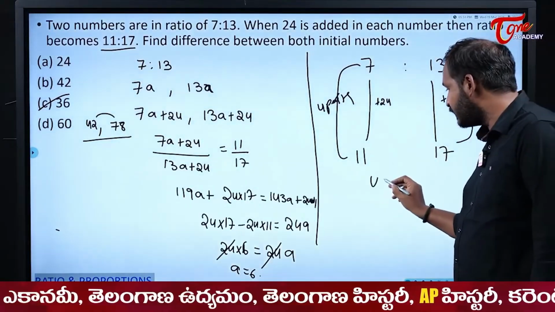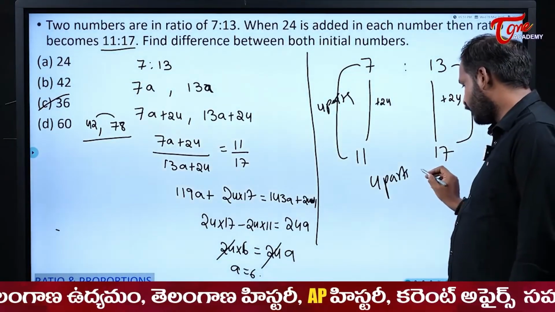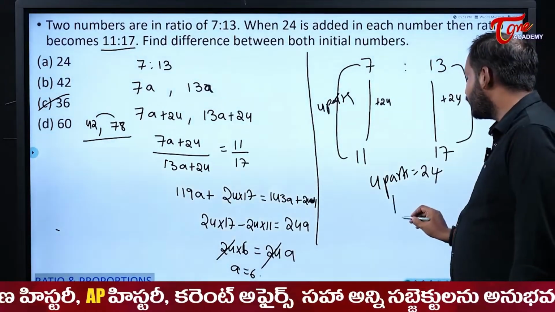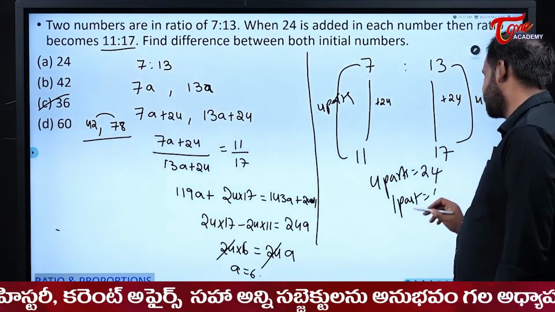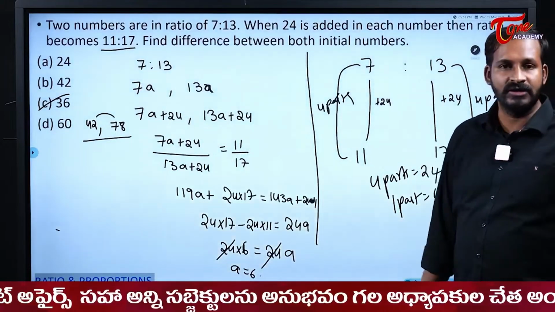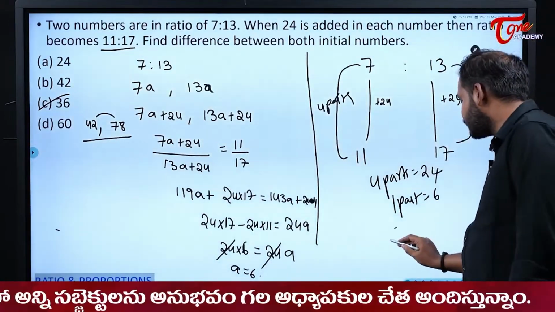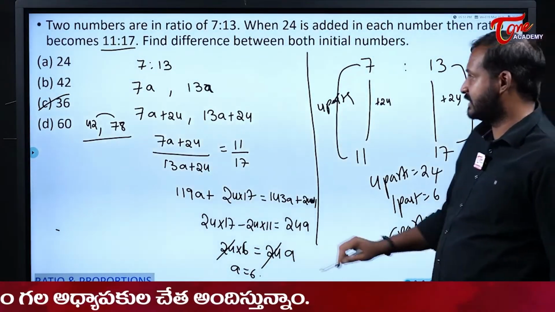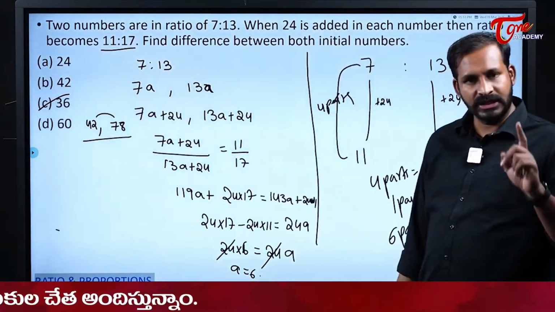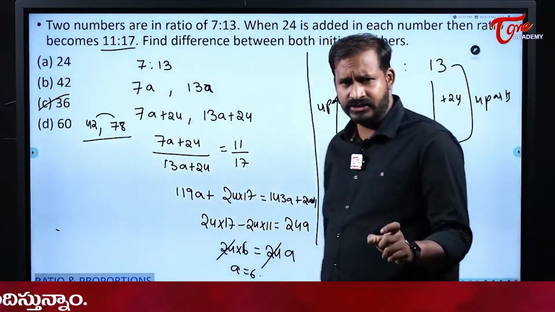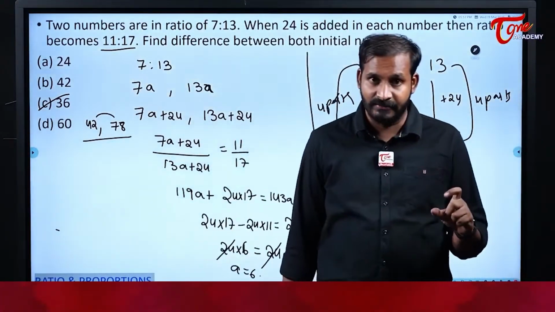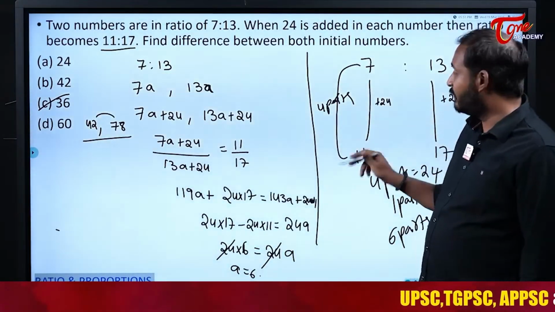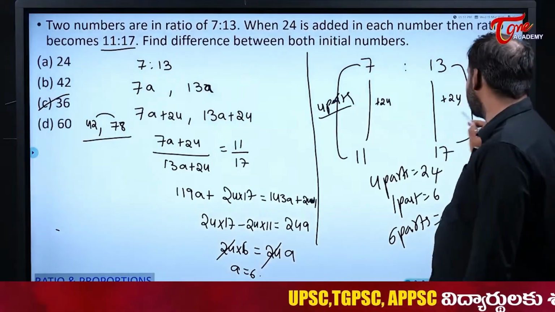So I can say directly that 4 parts is equal to 24. So 1 part is 6. Now the difference between these two numbers is how much? 6 parts. 6 parts becomes 36. So my answer is 36. So students, remember one thing: to any ratios, if you add a constant number, they will always change respectively. They will increase in the same manner, 4 parts here and 4 parts here.